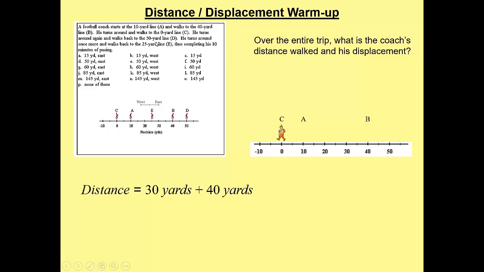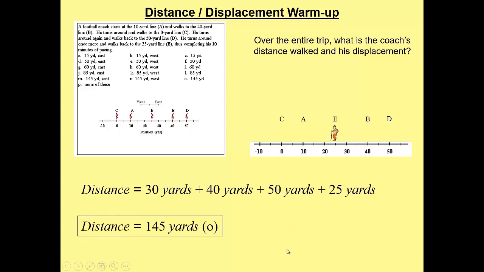Then he turns around again and walks back to the 50-yard line. Now he's at D, so we started here at 0. Now he's at 50 yards, which means he walked 50 yards. And then he turns around and walks back to the 25-yard line, completing his 10 minutes of pacing. Turns around, walks back to the 25. Okay, so he started at 50, ended up at 25 for another 25 yards. Add those all up, and you get a total distance of 145 yards, which is answer O, 145 yards.